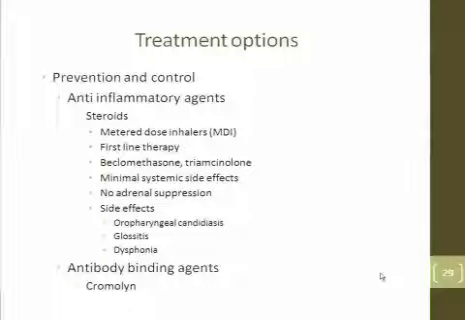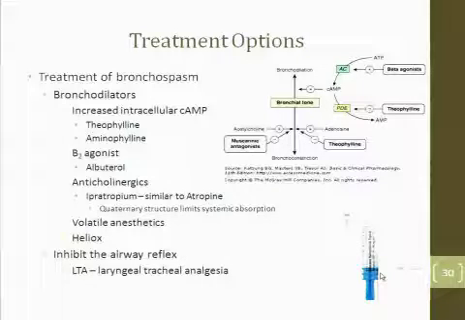Some people are actually using also cromolyn as an antibody binding agent. It's only used in chronic therapy, never use it in acute symptoms. If you treat bronchospasm, you can give a bronchodilator. Some of them basically increase your intracellular cyclic AMP, things like theophylline and aminophylline. I'm not a real fan of those, especially not in the operating room, because there's much increased risk of developing malignant arrhythmia. So because of that, every time somebody is on theophylline, I shut it off when they get to the operating room. I do not use it in the operating room.